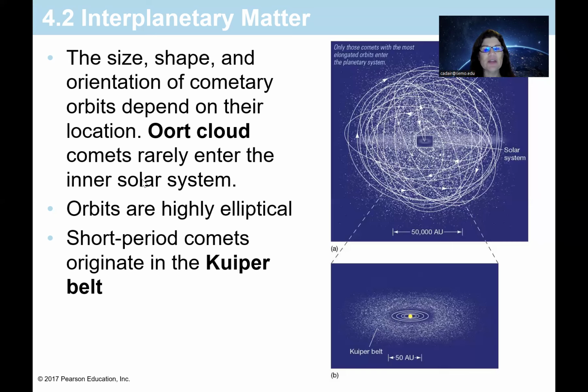Comets rarely enter the inner solar system. So Oort cloud comets rarely enter the solar system. Their orbits can be highly elliptical, but shorter period comets come from the Kuiper Belt. So we have the inner solar system, we have the asteroid belt, we have the outer solar system, we have the Kuiper Belt, and then we have the Oort cloud. Now, Kuiper Belt objects have been found. The Oort cloud is technically still theoretical.